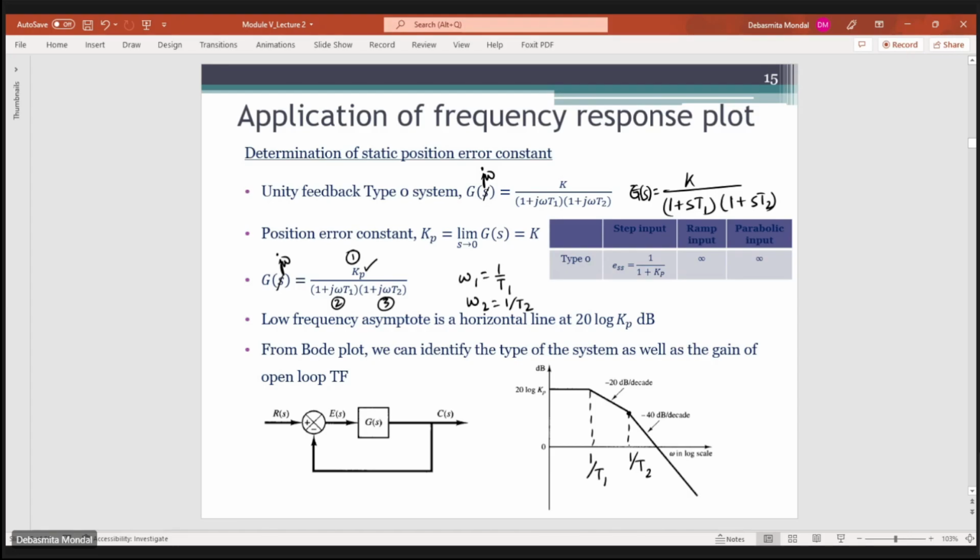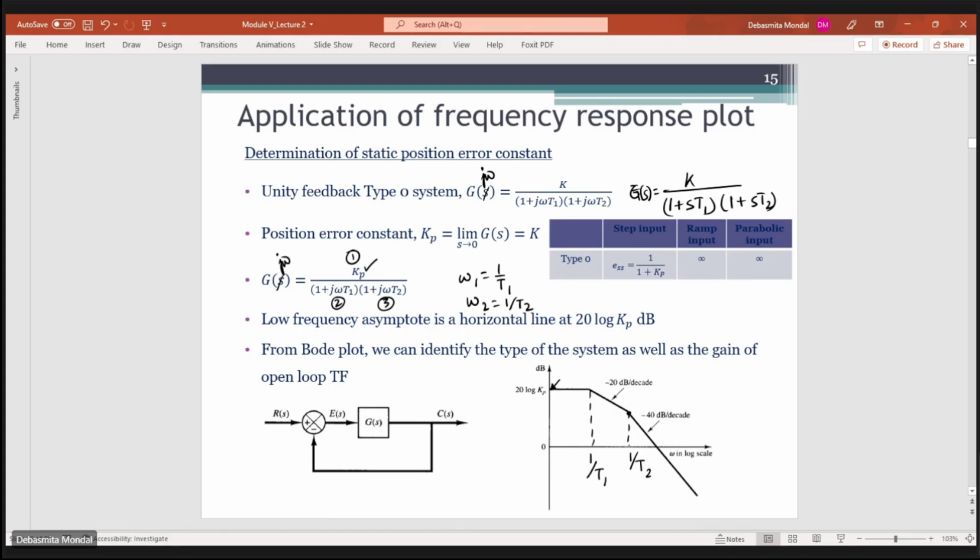Okay, so by seeing the Bode plot you can identify the type of the system. Here, since the low frequency is a horizontal straight line with a magnitude of 20 log Kp, we can say that this is a type 0 system, and depending on this value you can find out the value of Kp. From the Bode plot you can read the value at this point, which is nothing but 20 log Kp. If you equate those two, you can find the value of Kp.